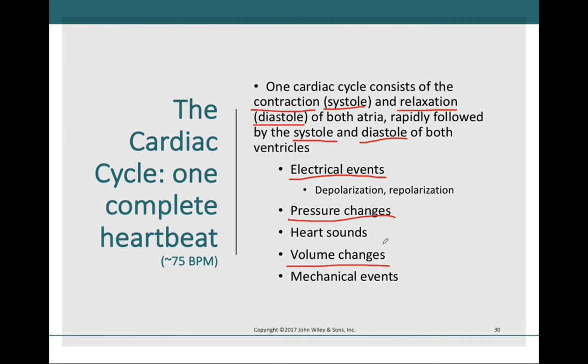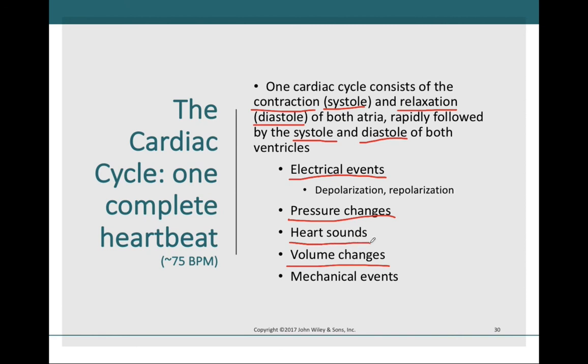And the volume changes that we see in each of these chambers as blood passes through the heart are going to indicate where blood can be found at what times, how much blood is found in each chamber, as well as how much blood is getting pumped into our vessels. In terms of the mechanical events, that's pretty much describing the contraction and relaxation of each of these chambers. But one thing that we haven't discussed yet are the heart sounds.